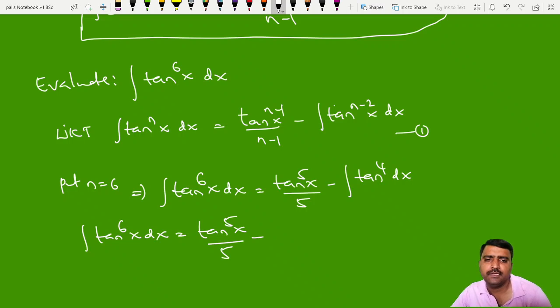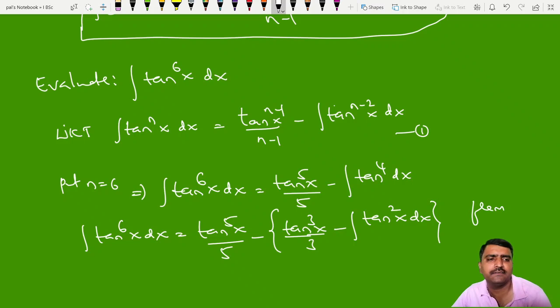Again, to evaluate tan to the power 4x, put n is equal to 4 in equation 1. So then what happens in the right hand side? It is tan to the power 4 minus 1, that is 3x by 3, minus integration of tan to the power 4 minus 2, 4 minus 2 is 2, dx. So this is by using 1. This is from 1. Okay.